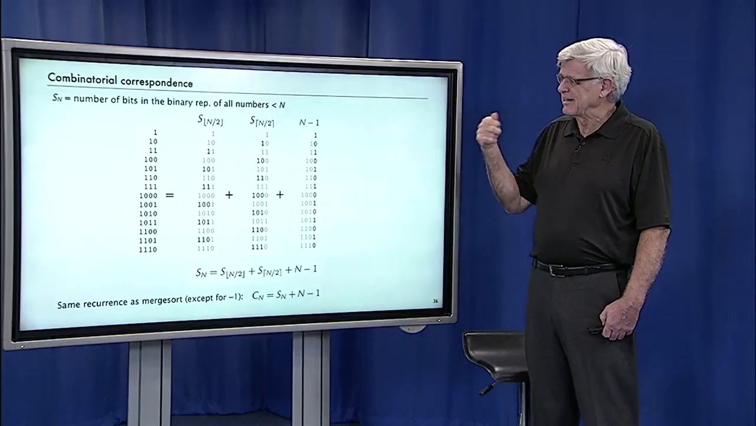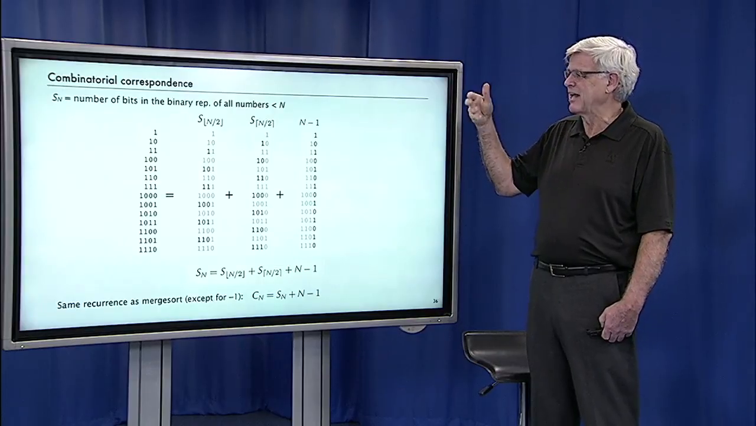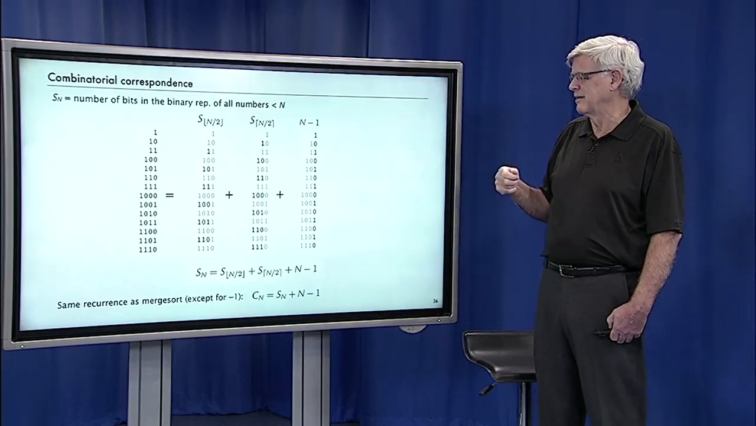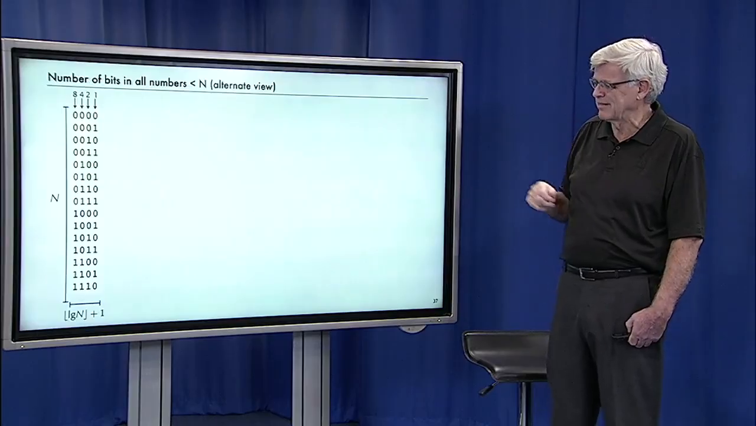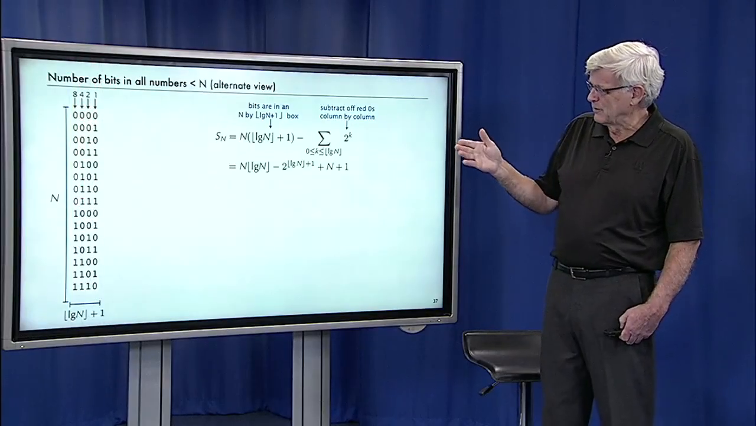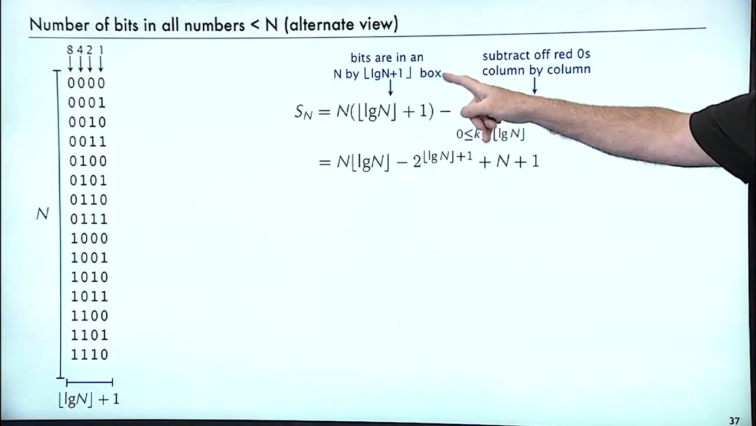And when you think about it, that number of bits in the binary representation of all the numbers less than n is going to have some kind of oscillation, because when you come to powers of 2, things are going to change. So this is just another way of looking at the number of bits in all the numbers less than n. So in one dimension you've got n, in the width you have floor of log n plus 1. So the bits are all in a big n by floor of log n plus 1 box.